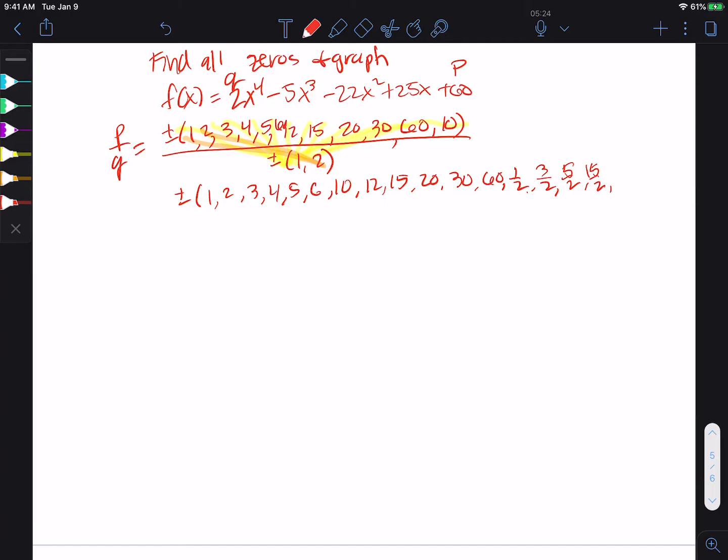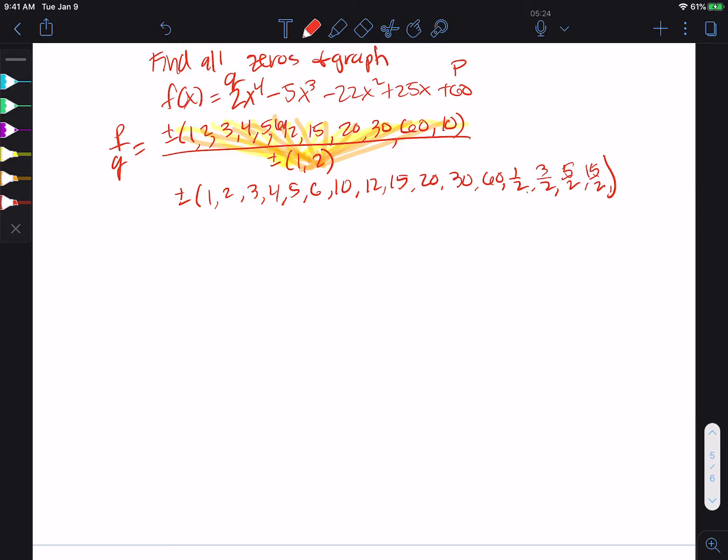20 divided by 2 is 10, which we have. 30 divided by 2 is 15, which we have. 60 divided by 2 is 30, which we have. And then the 10 divided by 2, which is 5, which is something we already have. Right, so then these are all of my numbers possible.